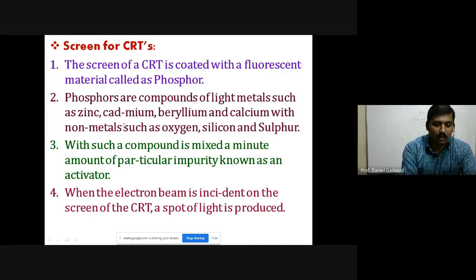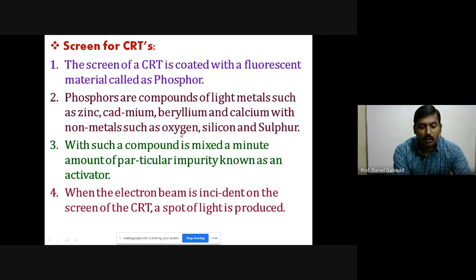Now check carefully, we have a number of definitions. Phosphors are compounds of light metals such as zinc, cadmium, beryllium and calcium with non-metals such as oxygen, silicon and sulfur. So these metals are used as the fluorescent material. With such a compound is mixed a minute amount of a particular impurity known as an activator. So these particular metals act as activator.